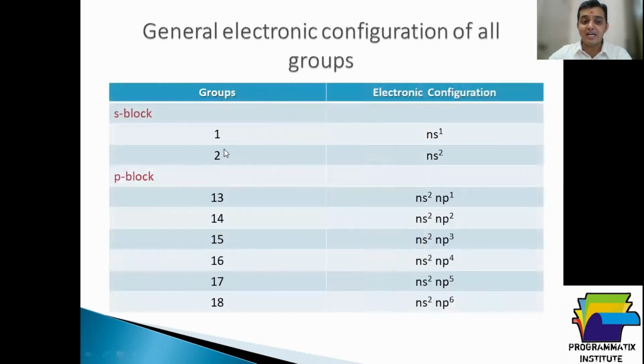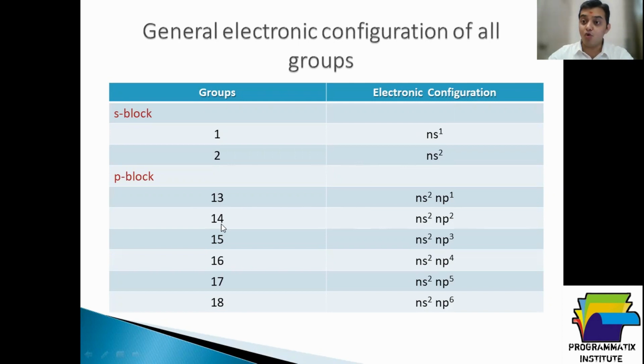When we write group 1, it is only one valence electron. So we just write ns1, where n stands for period number. Group 2 has 2 valence electrons, so ns2, where n stands for period number or shell number. Okay. Group 13, that is P block. Group 13 has 3 valence electrons, so 2 electrons will go to ns2 and 1 electron will go to np1.